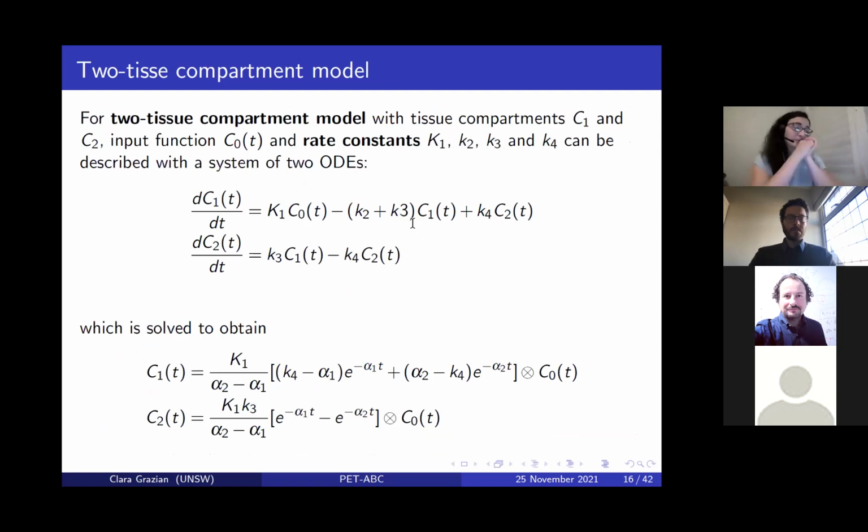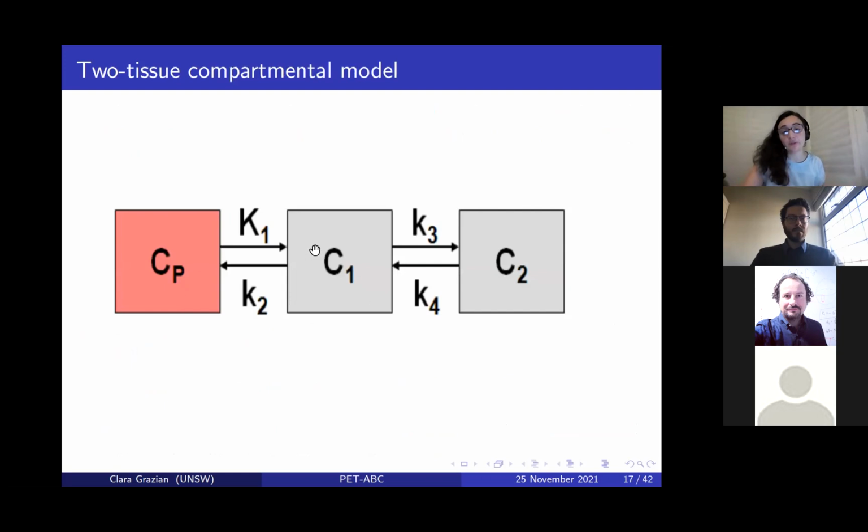More complex compartmental models distinguish different states of the tracer in tissue and may consider several tissues as well. For example, the two tissue compartment model is a more complicated model where you assume to observe concentrations in two different tissues and having a reference or input function CP. And then there are fluxes from the blood to the first tissue, and from the first tissue to the second tissue. Of course, you can assume more complicated models.